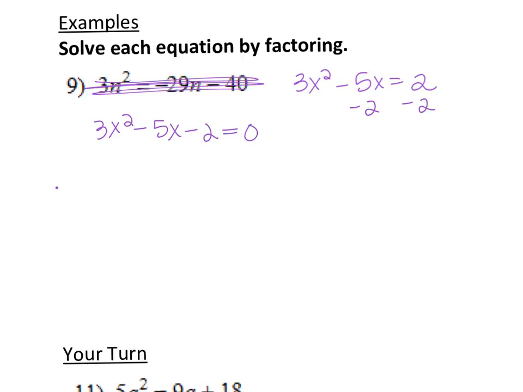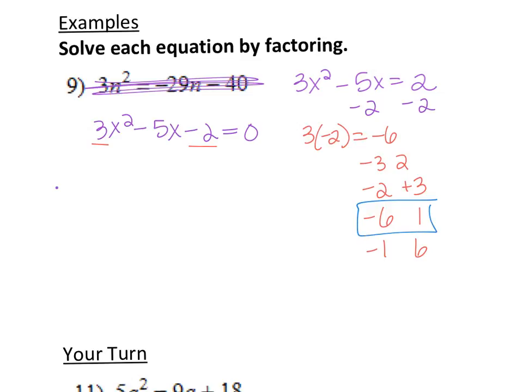Now I can go into my first step, which is times a by c. So I get 3 times negative 2, which equals negative 6. And now a second step, write all my factors. So I have negative 3, positive 2, negative 2, positive 3. Then I have negative 5. What am I doing? I have a negative 6 and a positive 1, and a negative 1 and a positive 6. So which ones add up to negative 5? Well, negative 6 plus 1 does equal negative 5.